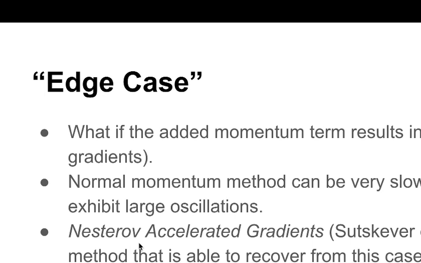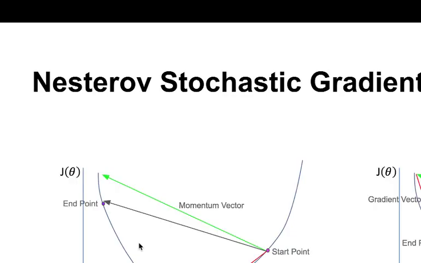So now there's an edge case. What if the added momentum value results in a very high loss, right? So in the case of exploding gradients, you guys might not know what that means, but I'll explain it later. Let me show you a picture to tell you what I mean. So suppose the momentum vector is pointing this way, right? If you calculate the gradients first, and then you add the momentum vector at this point, then you're going to end up at a point like this, right? That's not really good. That's not what we want. We want to end up down here. But can we do better than that?